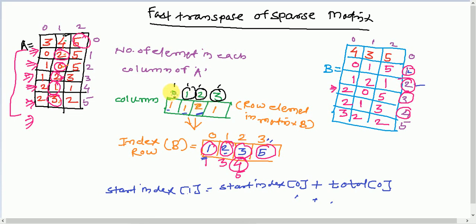After that, what we did: I got from the 0th column 1 element, first column 1 element, second column 2, and third column 1 element from this matrix after reading this particular row.